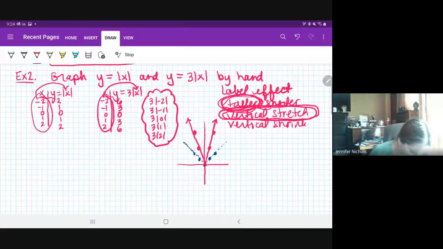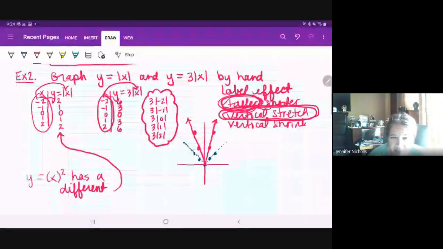Now for y equals x squared, you're going to use the other numbers, right? Well, I won't say use. Doesn't it have a different thing right there?